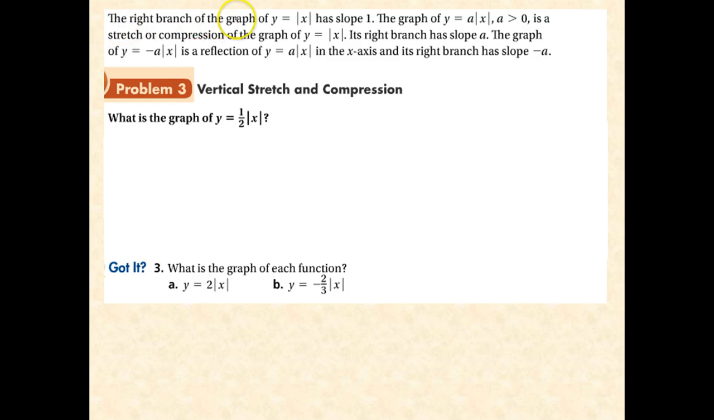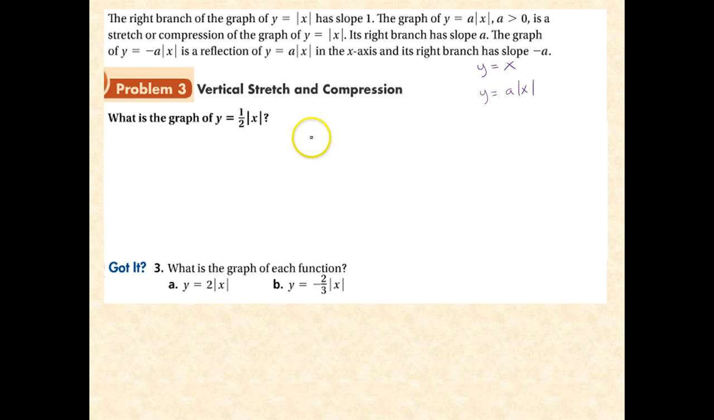So the right branch of the graph y equals absolute value of x has a slope of 1, because remember, the right side is just y equals x. So that's the slope of 1. So the graph of y equals some number a times the absolute value of x has a slope of a. The right side will have a slope of a, and the left side will have a slope of negative a.